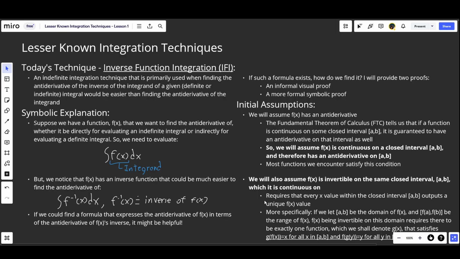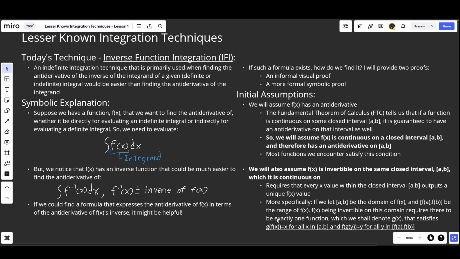For our purposes, this assumption requires that every x value within the closed interval a to b outputs a unique f of x value. So no two f of x values can be the same within this interval. For your reading, I have written down a more complete description of what the function f needs to satisfy in order to be invertible over a to b. However, I will not go over it in its entirety to keep us from getting too lost in the weeds.